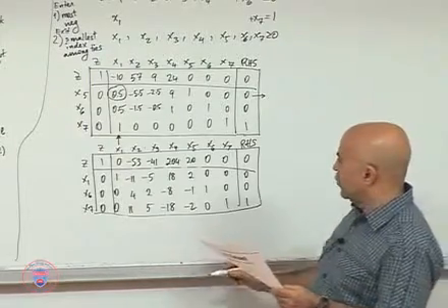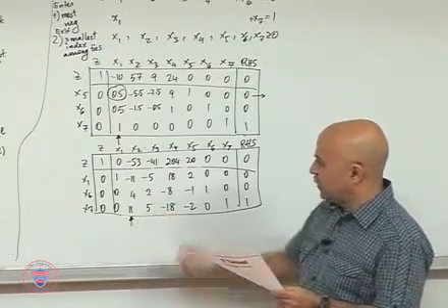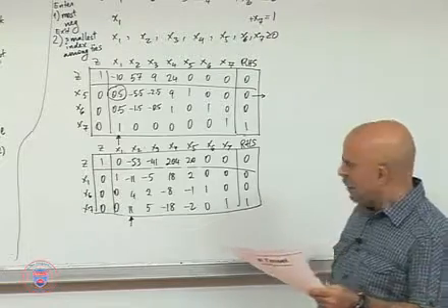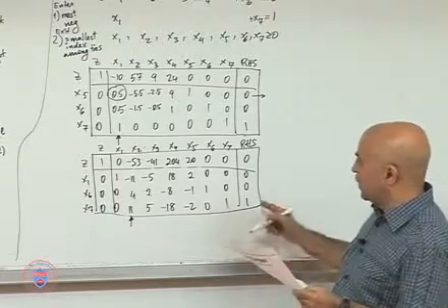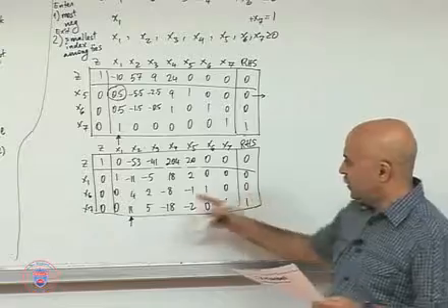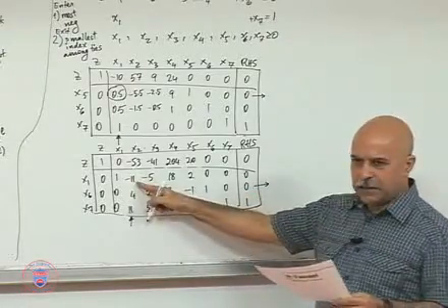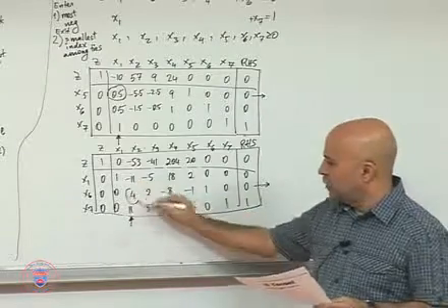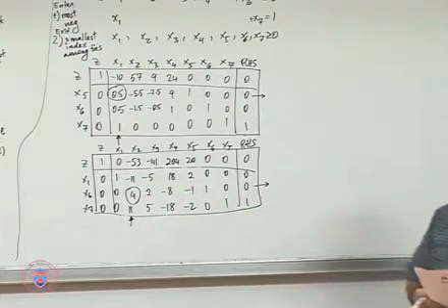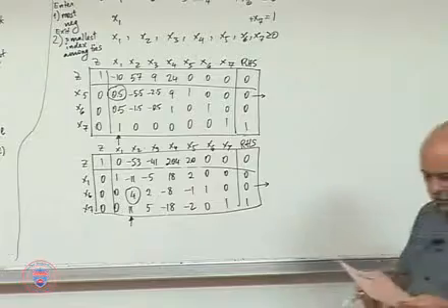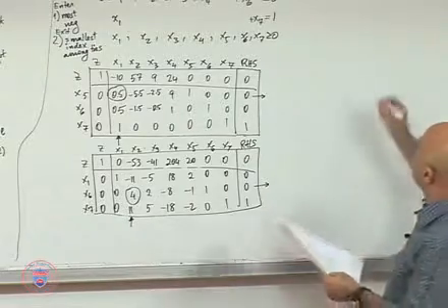And then you choose the most negative, so you choose that one. And then you look at the ratios. In this case, there's only one ratio that qualifies because this is a negative one. Okay? So you pivot on that one. And then you get the new solution.